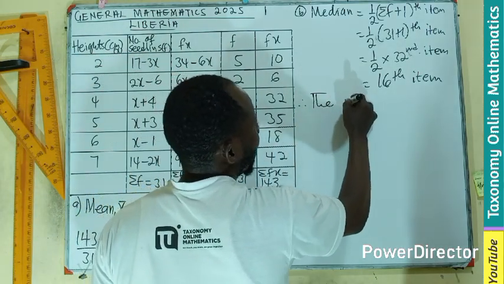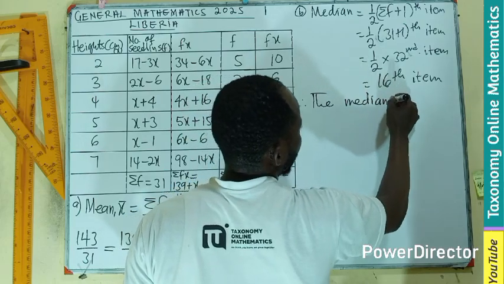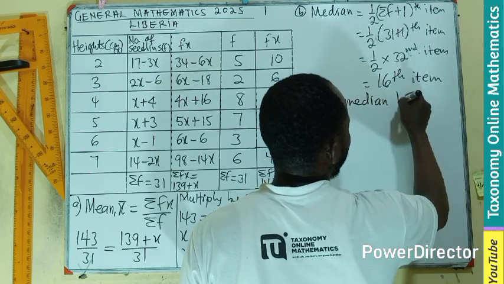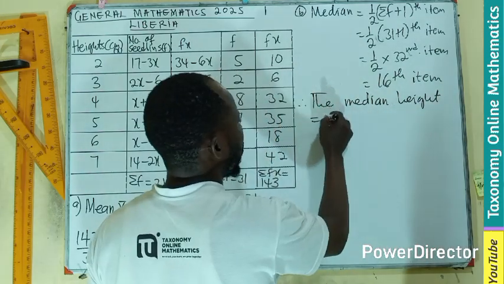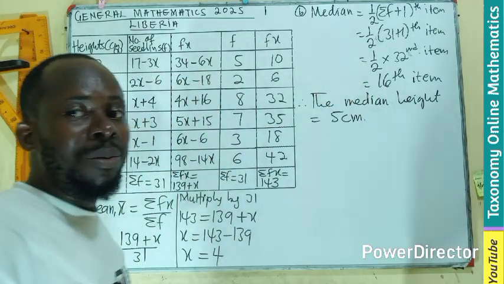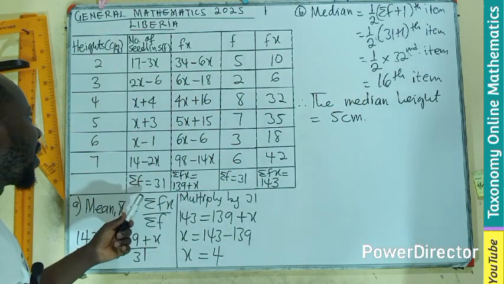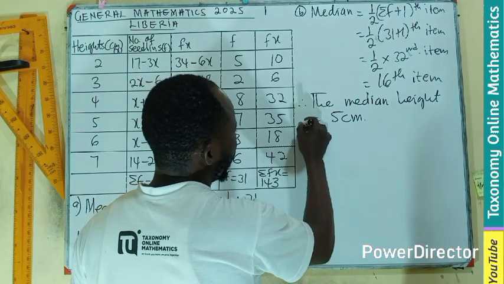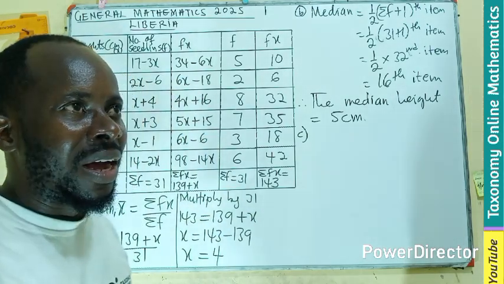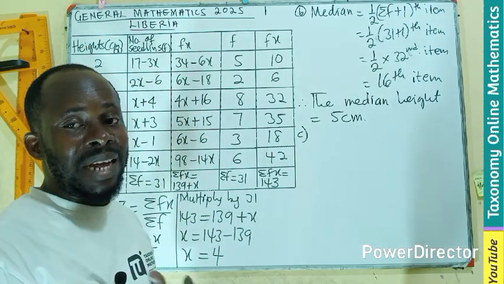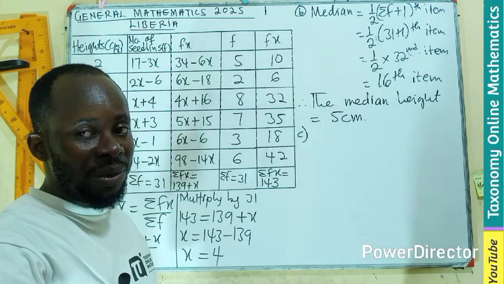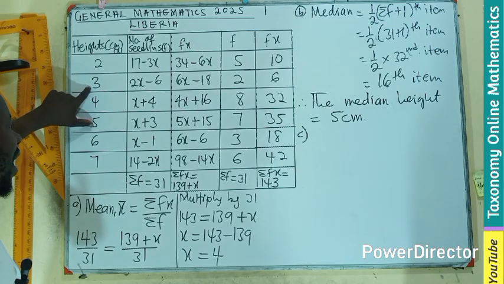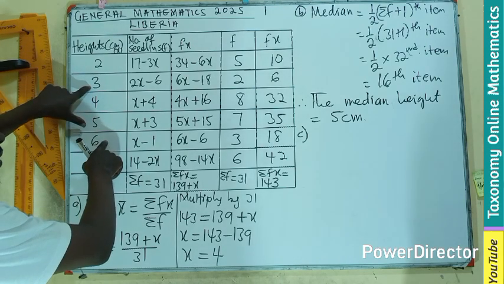Therefore, the median is going to be 5. Let me just say median height will be equal to 5 centimeters. That will be the median height if we are to talk about this in terms of centimeters. What is next? The third one is to find the probability of selecting at random the seedling that is more than 2 centimeters, but less than 6 centimeters. More than 2 centimeters is 3, 4, 5, 6, 7. But less than this, meaning this area.